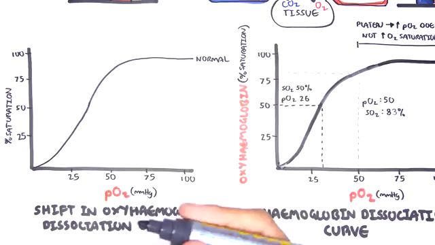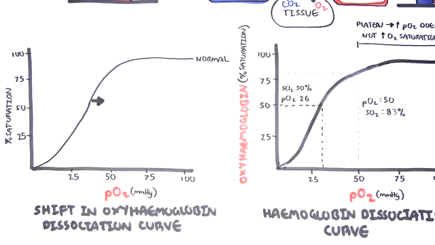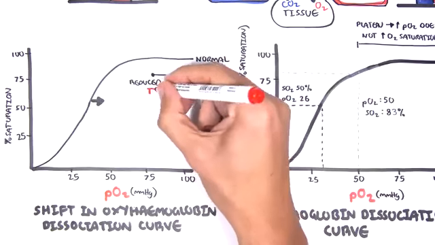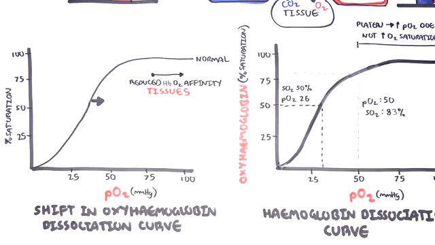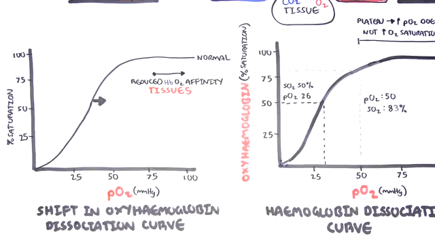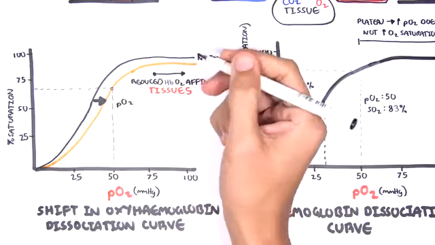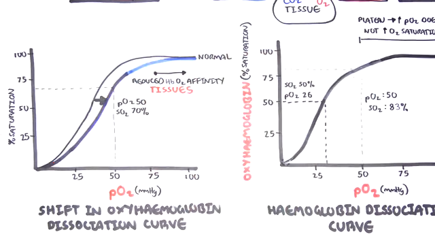When the curve shifts to the right, it means that there is reduced hemoglobin oxygen affinity, and this occurs in tissues. So basically, the hemoglobin affinity for oxygen is decreased. Remember the normal curve, the partial pressure of oxygen of 50 had an oxygen saturation of about 83 to 85%. In this new curve, the partial pressure of oxygen of 50 has an oxygen saturation of 70%. So reduced oxygen saturation, and this is because there is reduced affinity for oxygen.